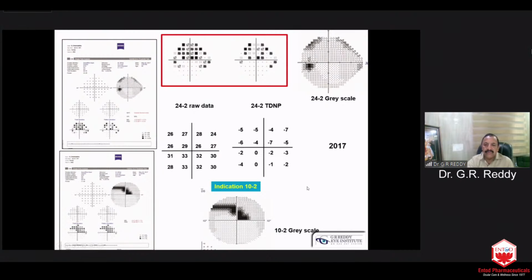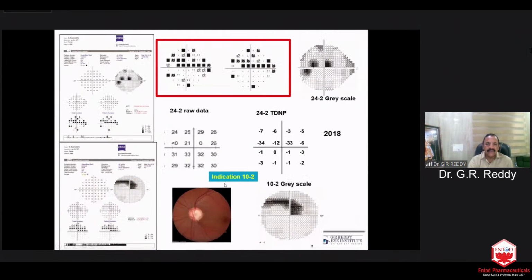Once we have a clue from OCT, once we have a clue from the fundus examination that the retinal nerve fiber layer is going towards the macula, you have to go for 10-2. In 2018, the shade appeared. And the black squares also increased in number.